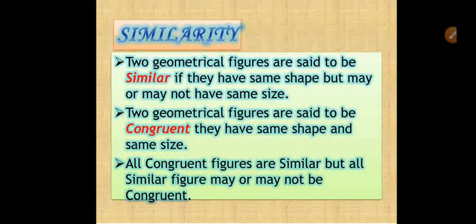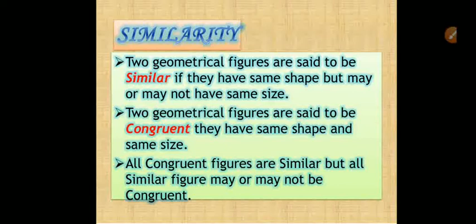Now what is the difference between similarity and congruency? Two geometrical figures are said to be similar if they have the same shape but may or may not have the same size. Their sizes are different in similarity. But in congruency, shape and size both are exactly the same, and that is the difference between similarity and congruency. All congruent figures are similar, but all similar figures are not congruent. Because in congruency, angles are equal, sides are equal, and the ratio of sides is also equal, and that's why every congruent figure is a similar figure.